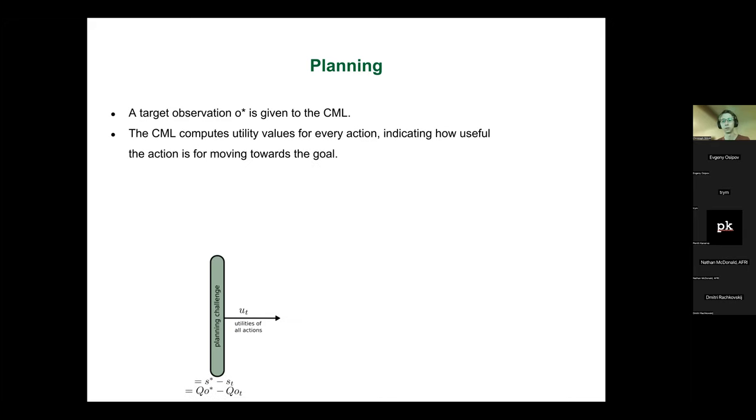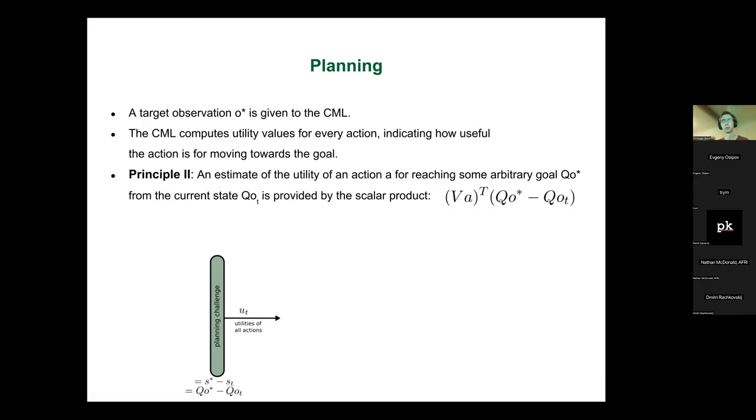Okay, so how does planning work then? For planning, we give a target observation O star to the CML, and the CML will then try to compute the state embedding of this target observation, which is the target state. And then it computes a vector in state space pointing from the current state to the target state. Then it uses what we call principle two, which says that the useful actions are actions which are similar to the target vector, so the vector pointing to the target state.